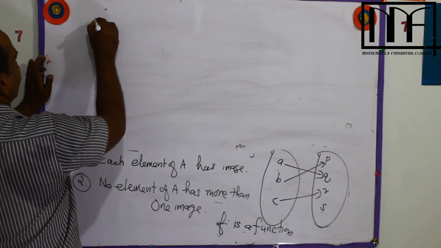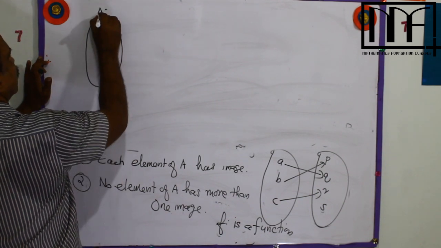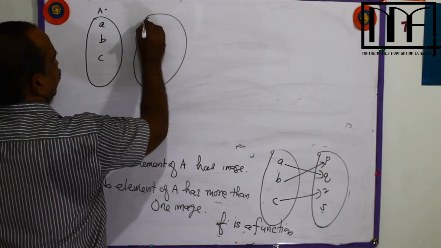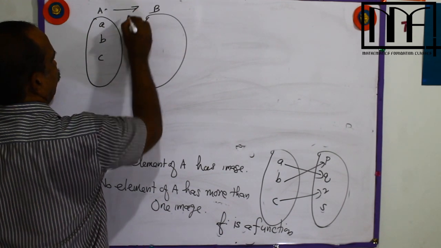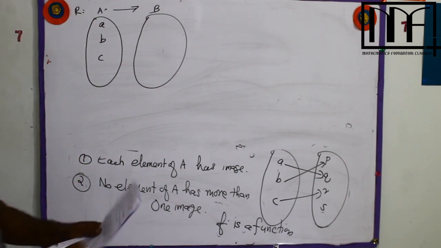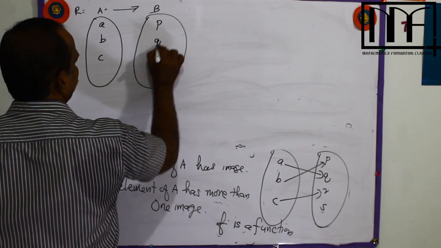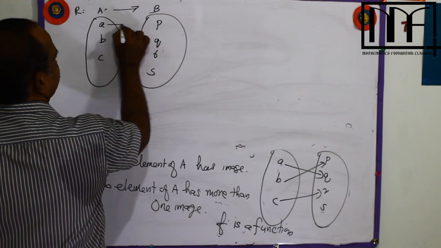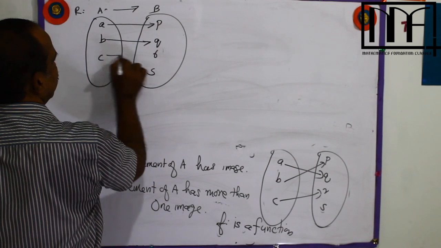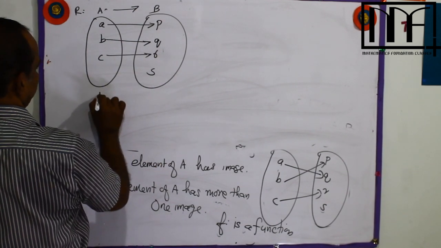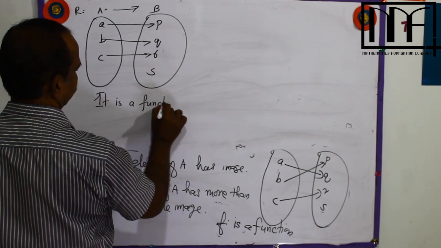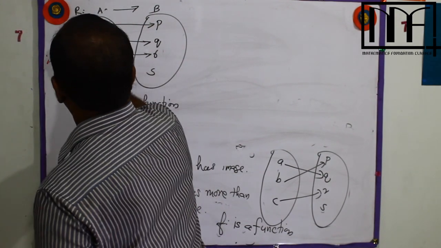Here in example 1, A is a set with elements A, B, C. This is a relation from A to B, with B having P, Q, R, S. A has image P, B has image Q, C has image R, therefore it is a function. This is example 1.